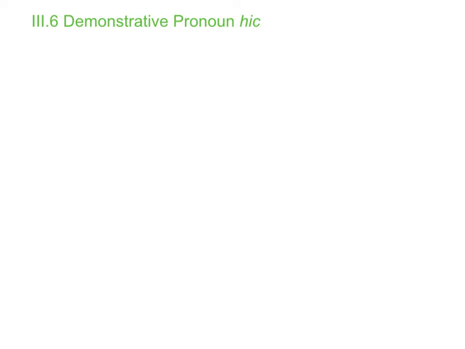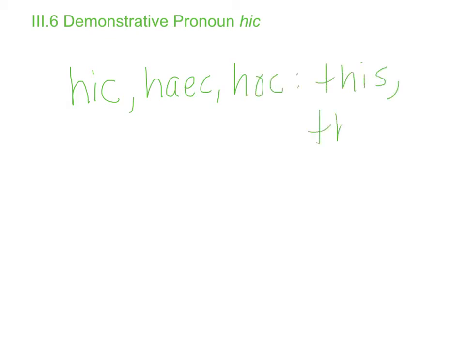So this is lesson 6 of module 3, and in this lesson we'll be exploring the forms of the demonstrative pronoun haec. So when you get a dictionary entry for this, it's haec, haec, haec, this, and then in the plural it would be these. So if you think this book, but in plural, these books.